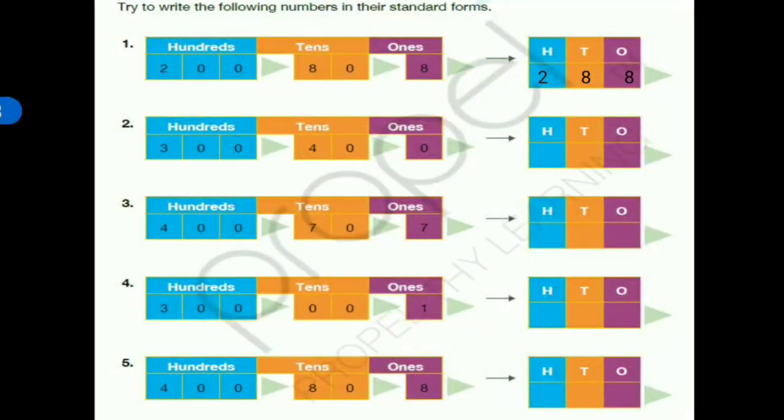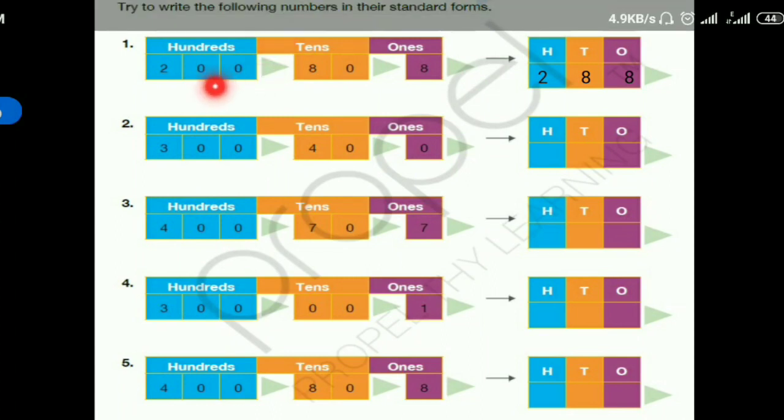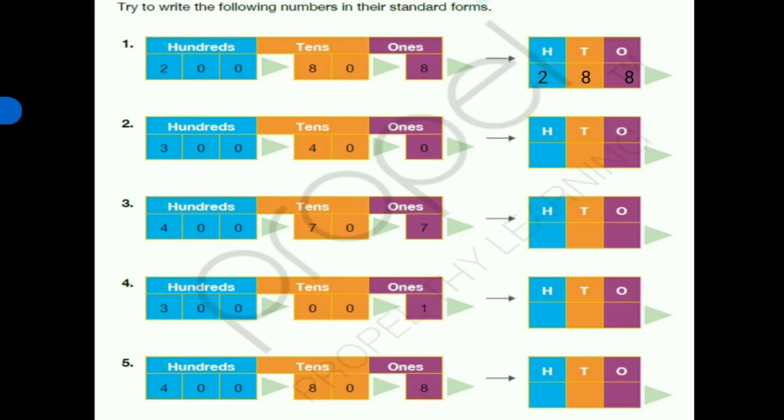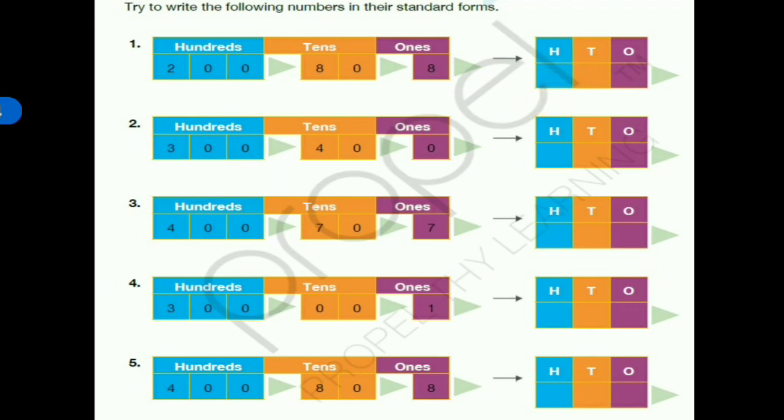Here is some exercise from our Propel book. They have given here the expanded form of the number. We have to convert it into the standard form. Children, see, here they have given the 3 Maan cards. One for 100, 200, one for 10, 80, one for ones, 8. We have to form the standard form with the help of this expanded form.